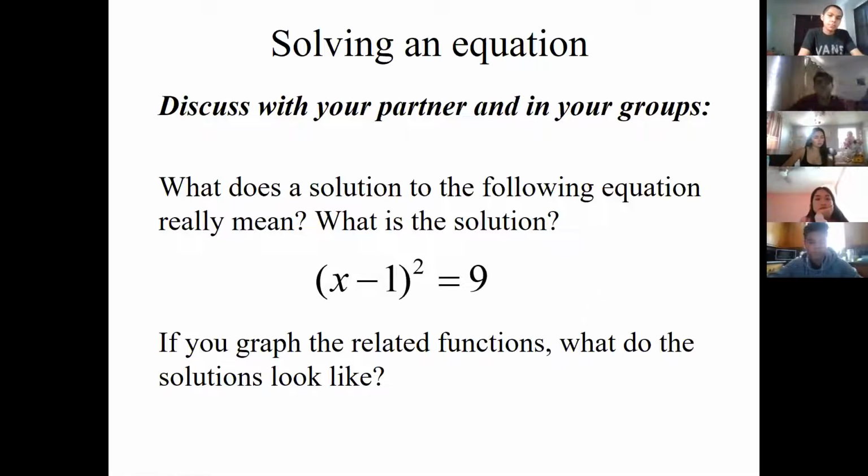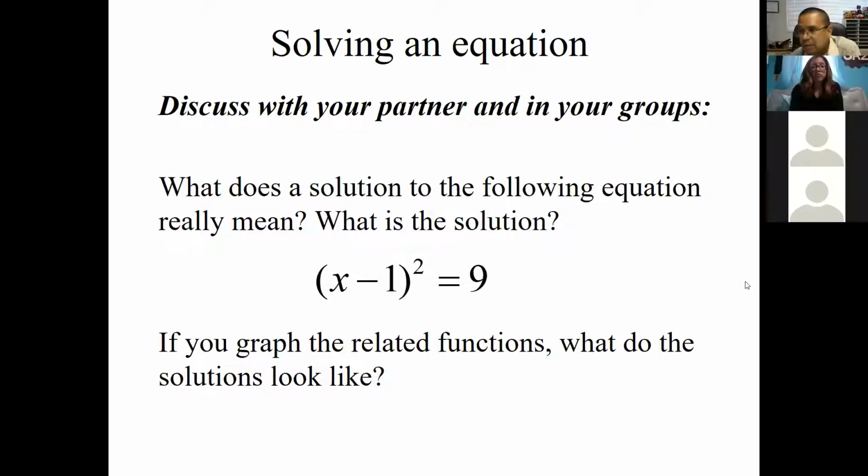So feel free to use the chat or start talking out loud. You guys did share some of your preferences with partners, so that's good. So I know you know some people in here.